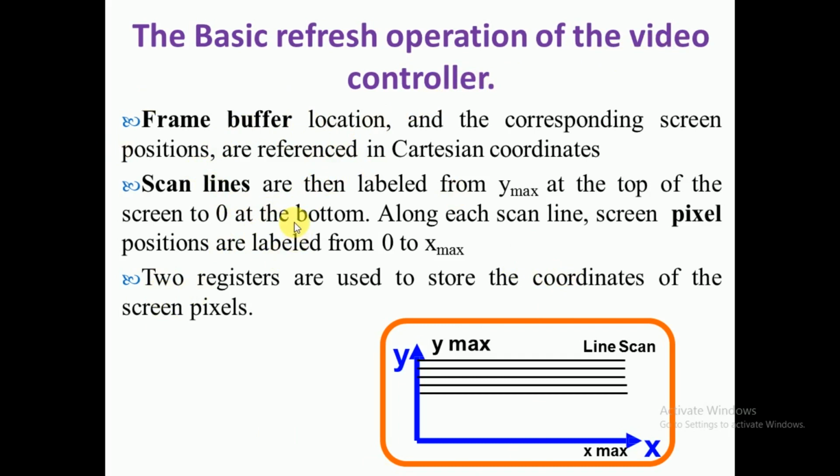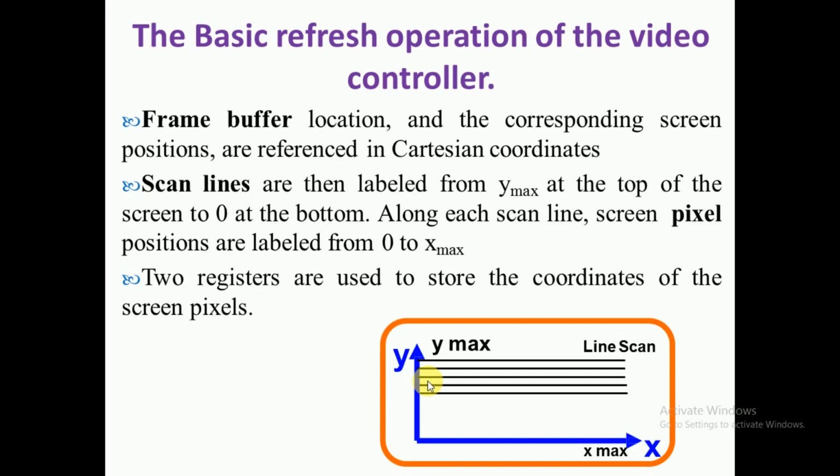Means basic operation of the video controller. First it has to do the refresh. As I told, if you have a CRT monitor, then we are using phosphor at the monitor side. The phosphor property is that it emits light for a shorter duration of time. It emits light wherever the electron strikes on that particular pixel, and that part of the phosphor emits light for only a short period of time.